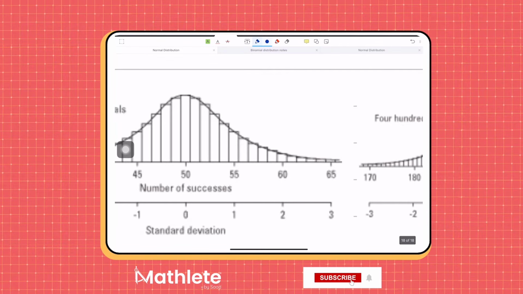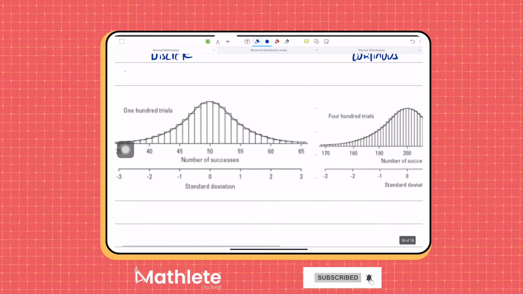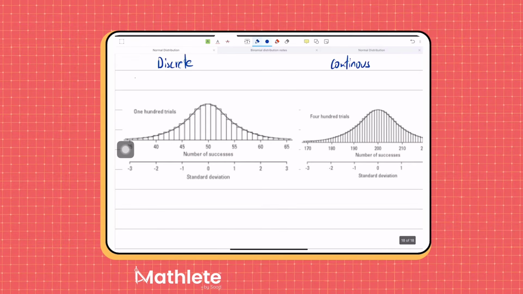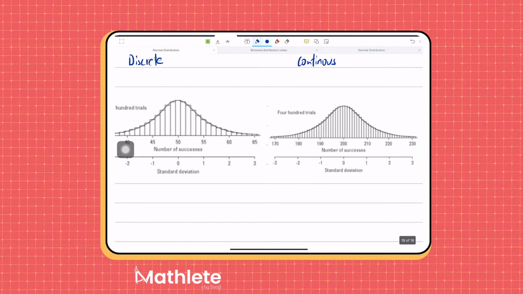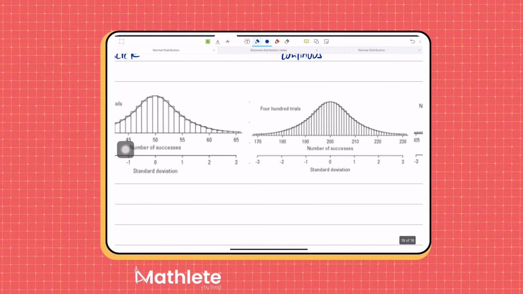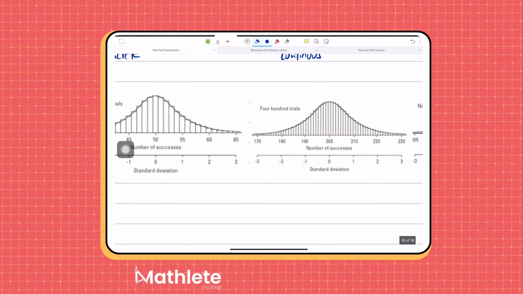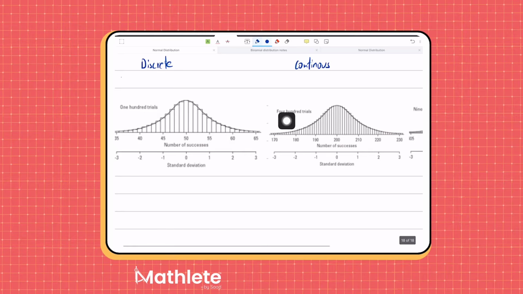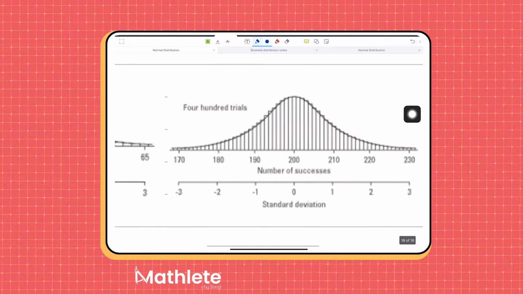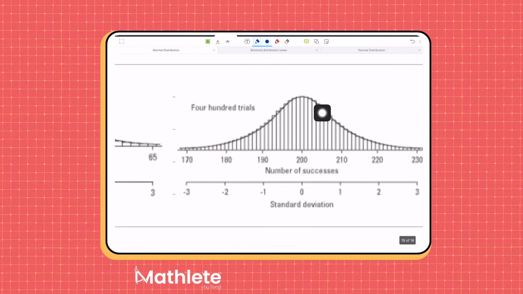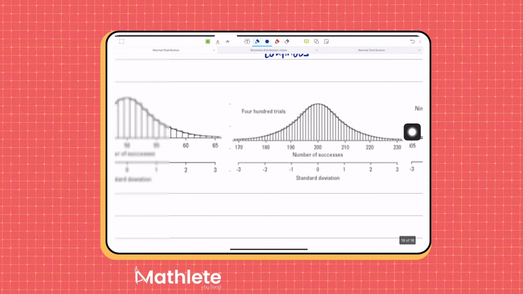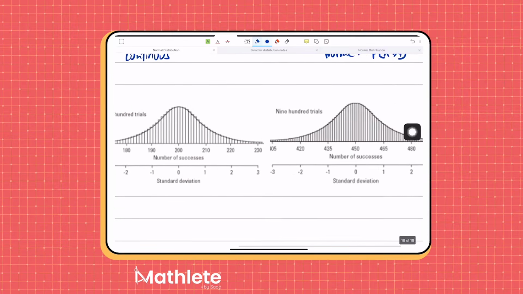So we will have an answer. It's going to be an accurate answer, but it can be more accurate. How? Notice that if we increase the number of trials from 100 to 400, now the area outside of the normal distribution curve is almost negligible. It's very difficult to see the part of the bar that falls outside of the normal distribution curve. But what if you take it up to 900 trials?